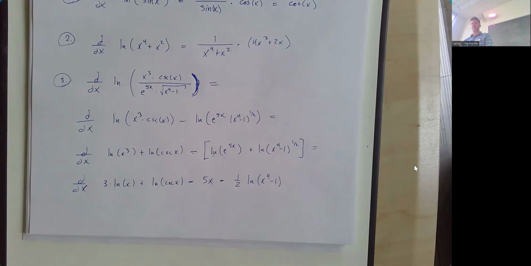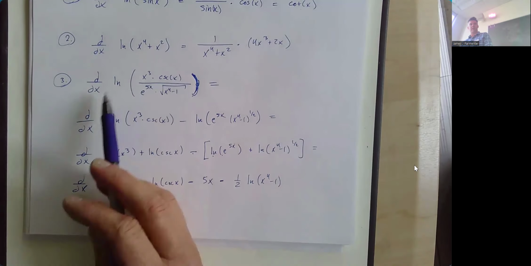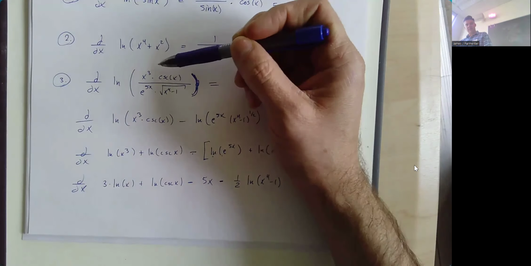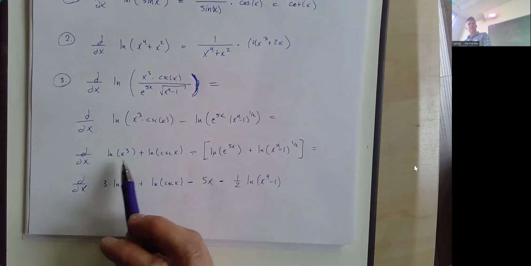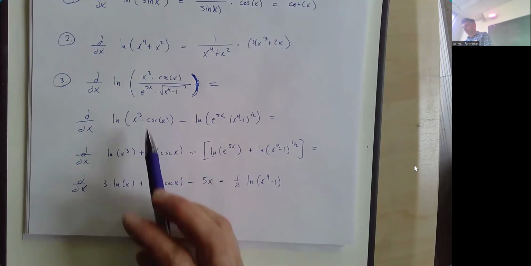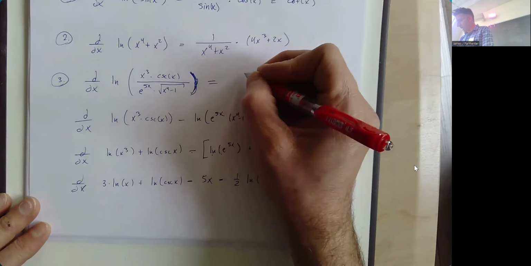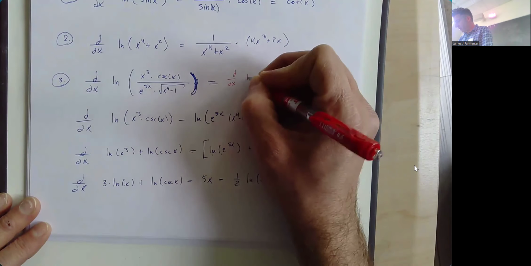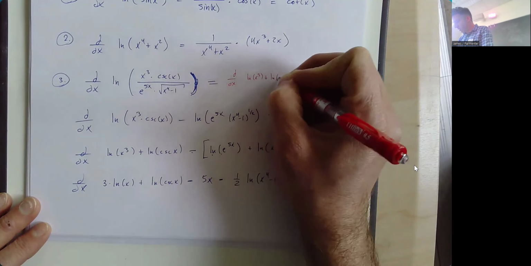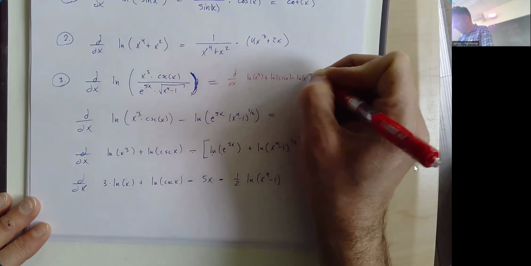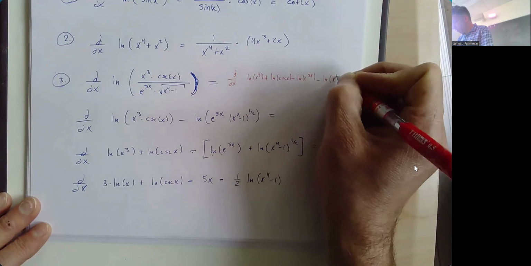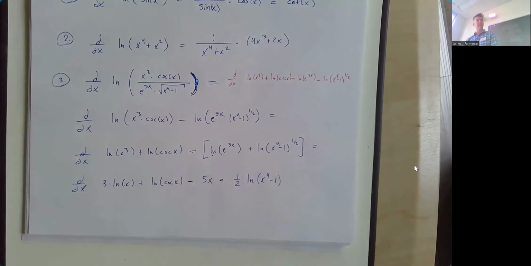I feel like you could have maybe skipped one or two of these steps, because what you see when you have a natural log of some gross thing like this with a bunch of factors is all the factors in the numerator end up with positive coefficients. All the factors in the denominator end up with negative coefficients. And then we can bring down the powers. So if it were me, I probably would have started off by writing this as the derivative of the natural log of x cubed plus the natural log of cosecant of x minus the natural log of e to the 5x minus the natural log of x to the fourth minus 1 to the 1/2. I think that's a reasonable first step. And then the next step would be to bring down the powers.